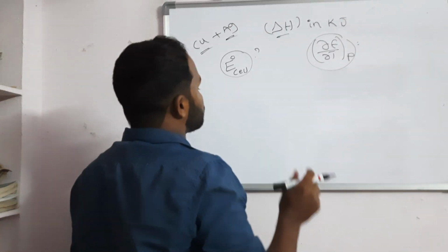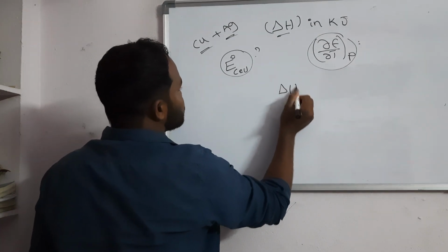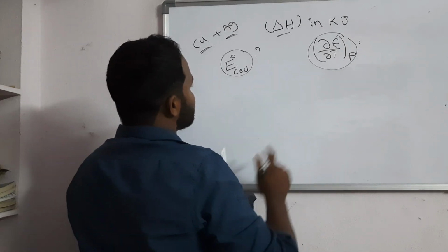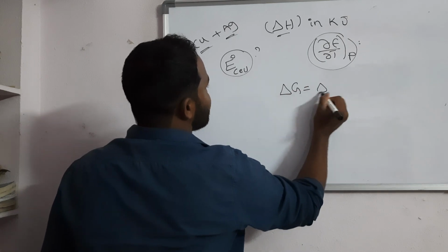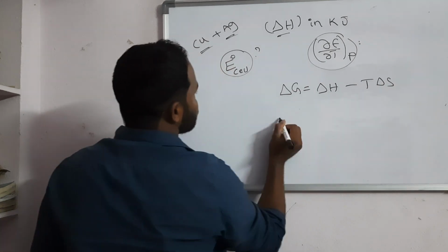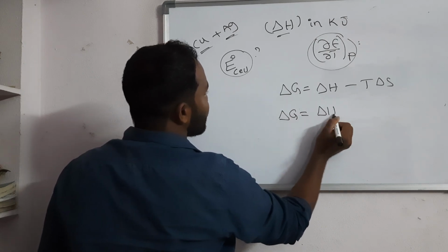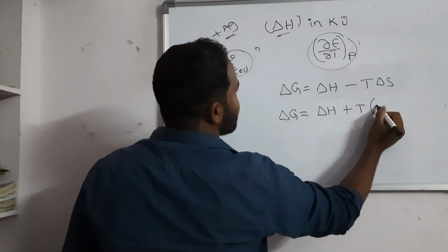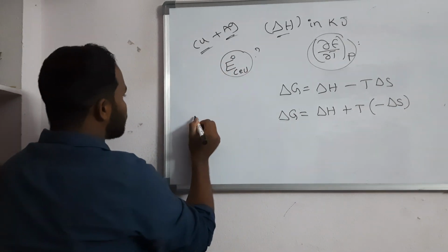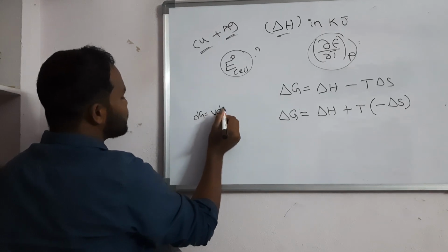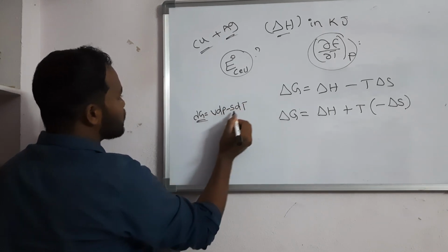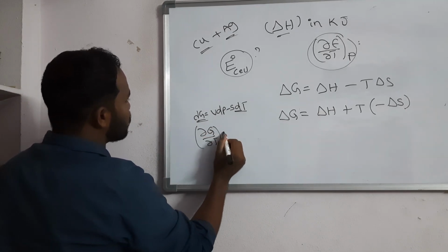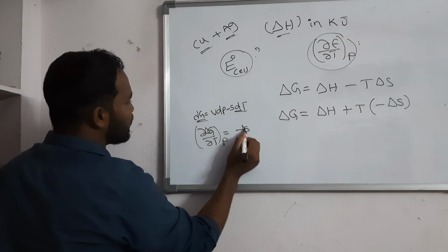asked. So for this question the solution is generally, delta G is equal to delta H minus T delta S, right? From this you can write delta G is equal to delta H plus T into minus delta S. Already we know that dG is equal to VdP minus SdT. So if you want this, you can write dou G by dou T at constant P is equal to minus S. If you want delta, keep delta here.